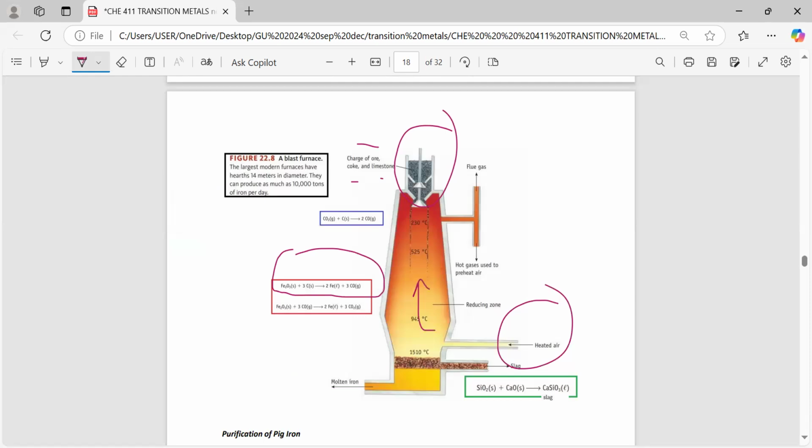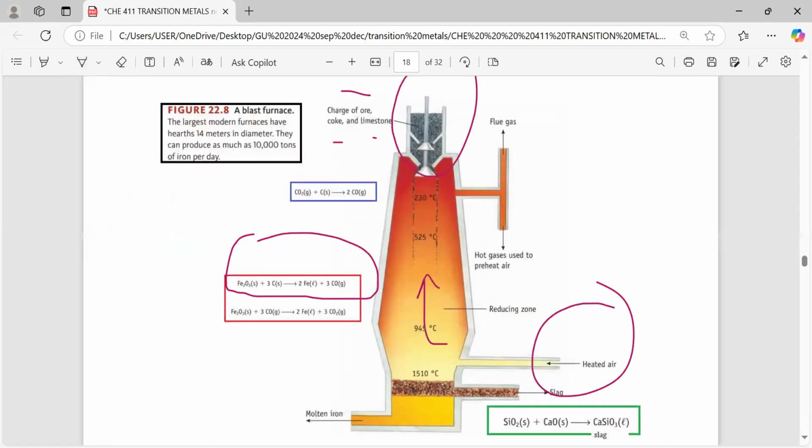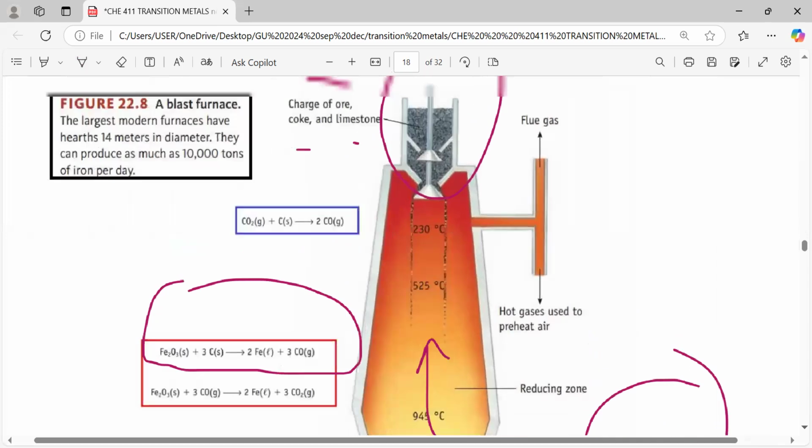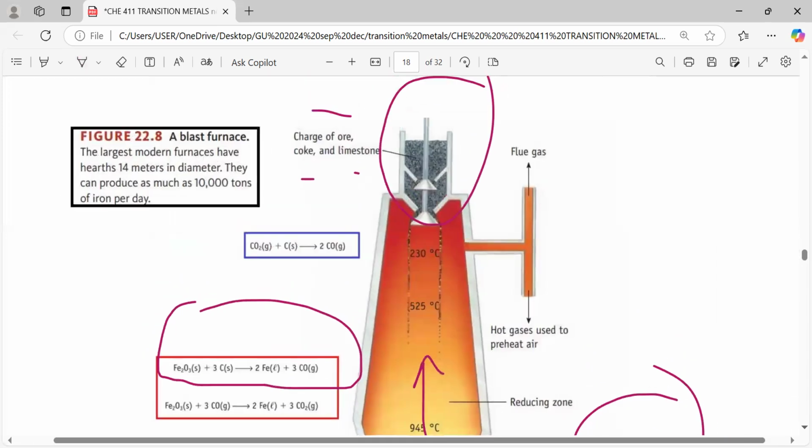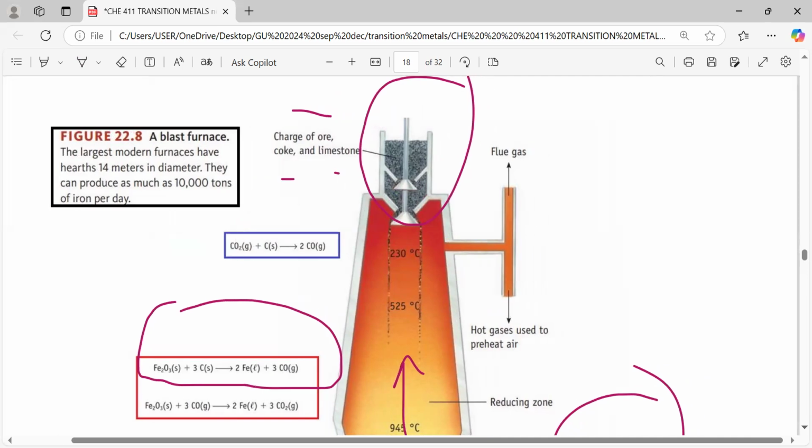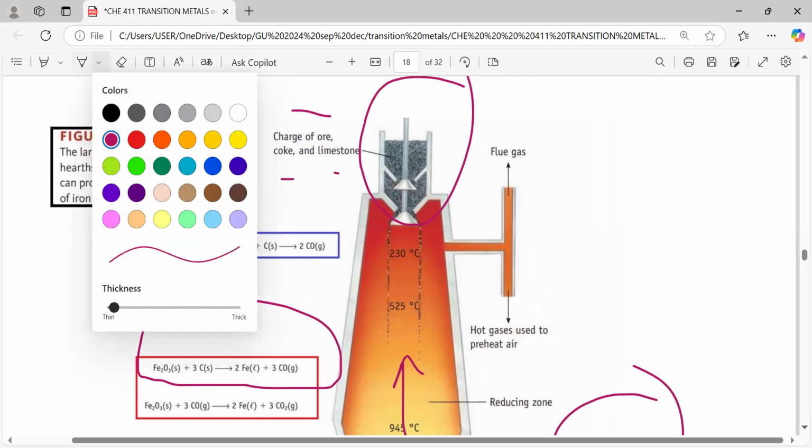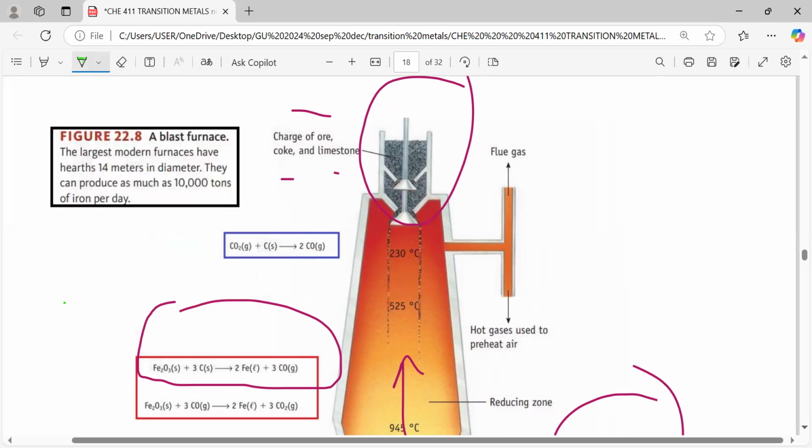Let me try to expand it so that you can see clearly. So this is the first thing that actually happens. This is our reaction number one. Then it generates carbon monoxide. Then carbon monoxide further reacts as our reaction two. Then finally we get CO2.